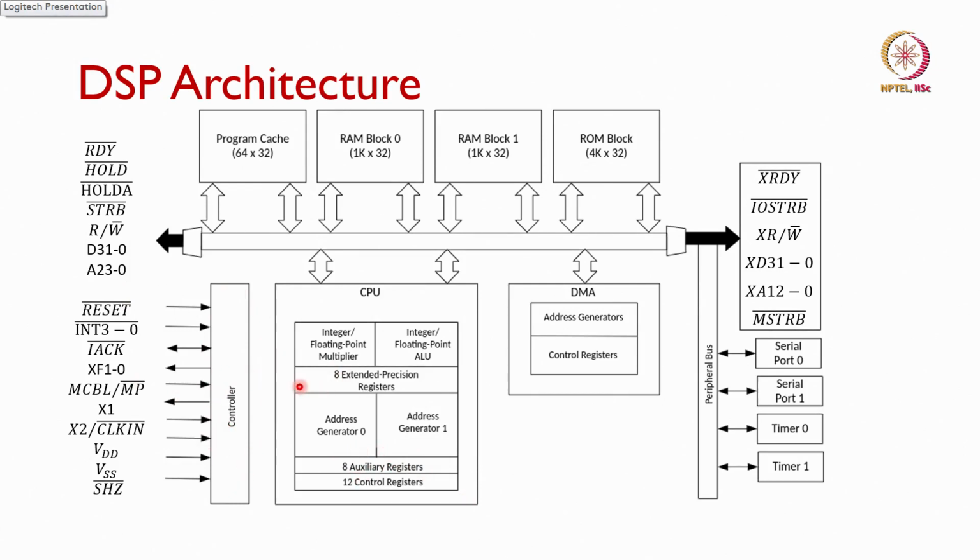These are for the compiler that you would be feeding in, and this is the data bus, which is 32 bits long, and the address bus is 24 bits. Then we have something we call the program cache, and this is the RAM, which is 1K into 32 bits each. So, RAM block 1 is 1K into 32 bits here, and then the ROM for storing our coefficients and everything is 4K into 32 bits, and some of the peripherals you will see connected here through the peripheral bus.